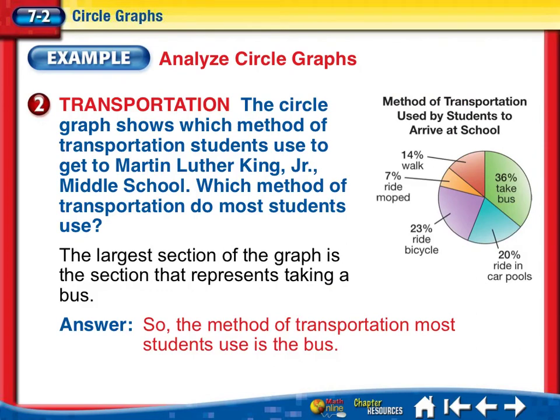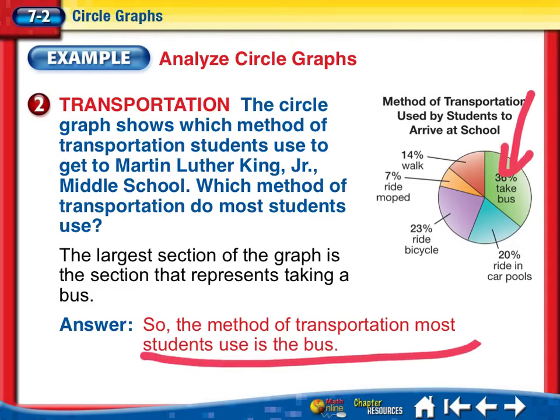Now that we know the components of a circle graph, let's go ahead and look at them or analyze these circle graphs. Transportation. The circle graph shows which method of transportation students use to get to Martin Luther King Jr. Middle School. Which method of transportation do most students use? Well, the easiest way to figure this out is look at the section that is the largest, and that's going to be the most. The largest section is this section right here. It also says 36%. Take the bus. So this method is the one that students use the most.